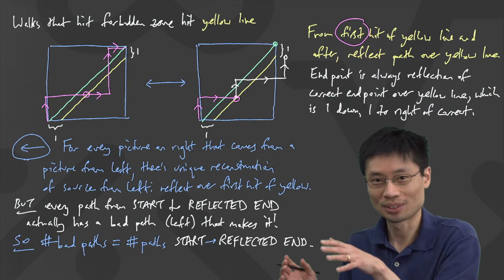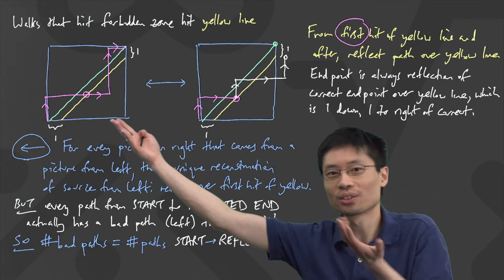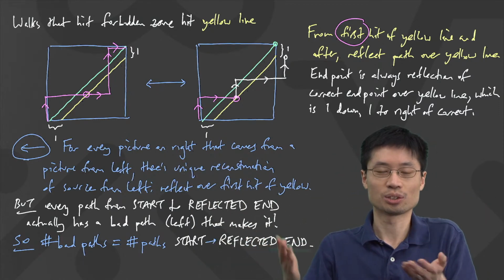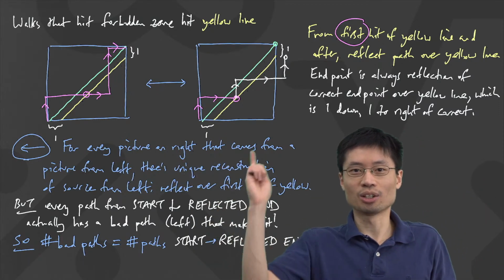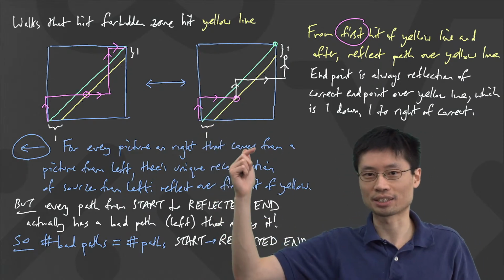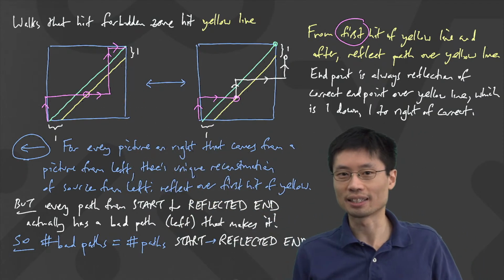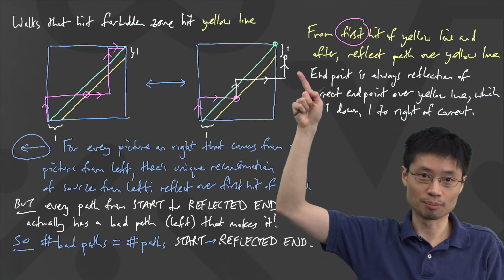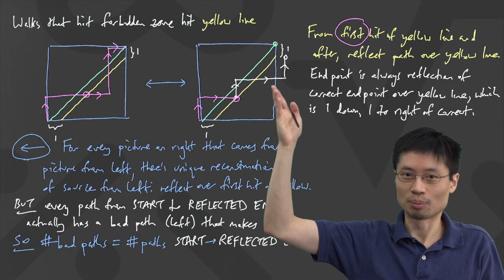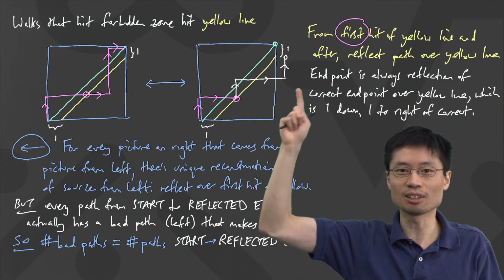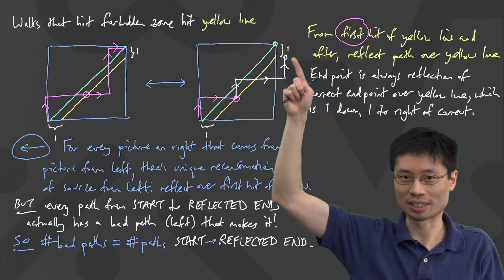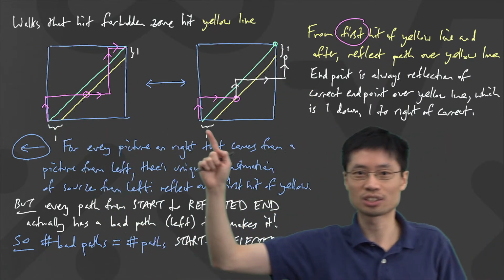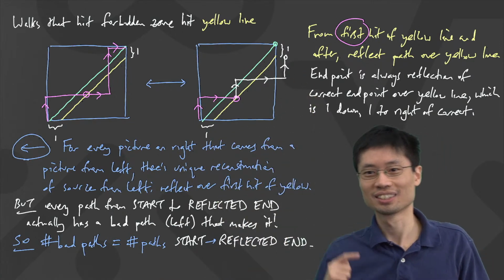I want to pause to make sure this makes sense. Before, I don't know how to count, because how do you know whether you touch the yellow line or not? Too hard, I don't know what to subtract. And over here, if you did the reflection, every single one of those bad things becomes one of these that goes from the beginning to this mysterious reflected endpoint. And every single path that goes from the beginning to that reflected endpoint comes from one of those uniquely. So the answer is just how many paths from here to there.